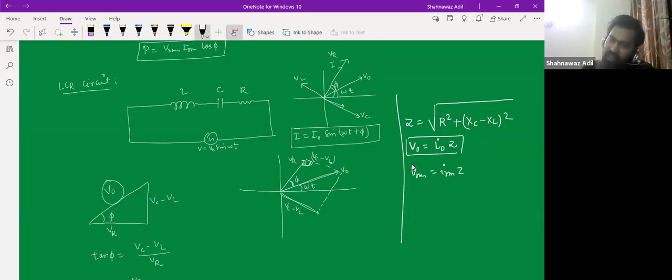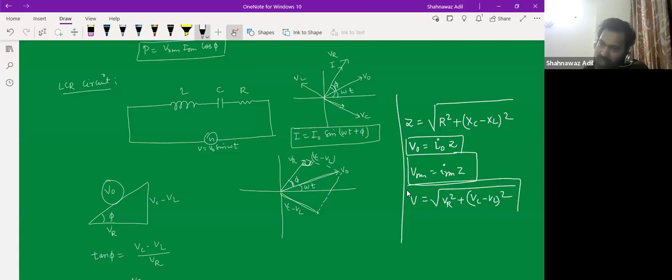Irms, and then Z. So all these things we can write. So we can also write V. This would be the square root of VR square plus VC minus VL whole square. And then we can also write this phase angle. So what is this phase angle? Tan phi is VC minus VL divided by this base, and we can also write this as XC minus XL divided by R.